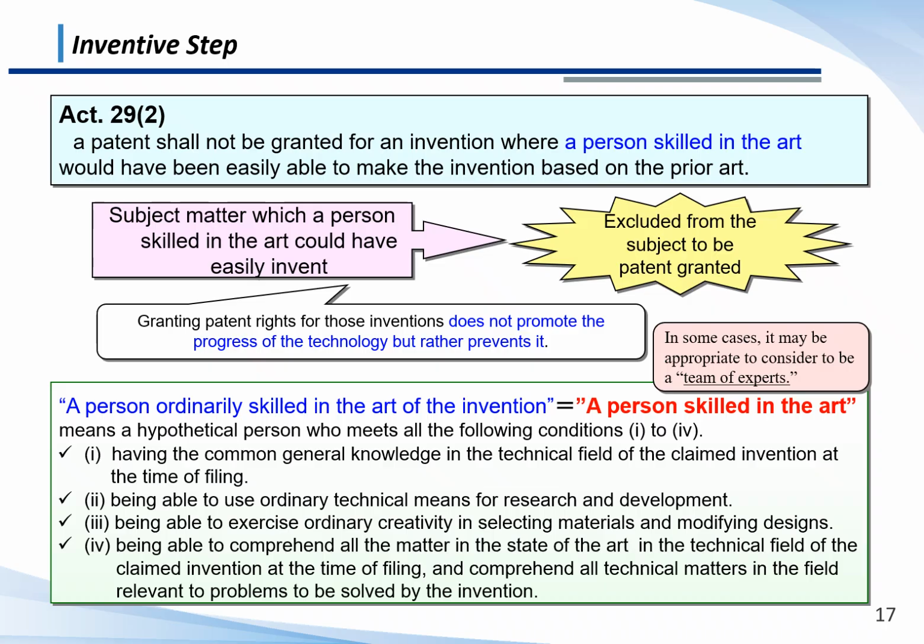Being able to comprehend all matters in the state of the art in the technical field of the claimed invention at the time of filing, and comprehend all technical matters in the field relevant to problems to be solved by the invention. In this context, the state of the art includes not only the prior art but also common general knowledge, technical findings and other technical knowledge. In some cases, it is appropriate to consider a person skilled in the art to be a team of experts in several technical fields rather than an individual person.